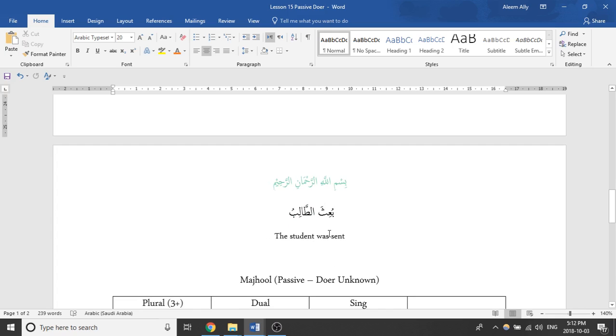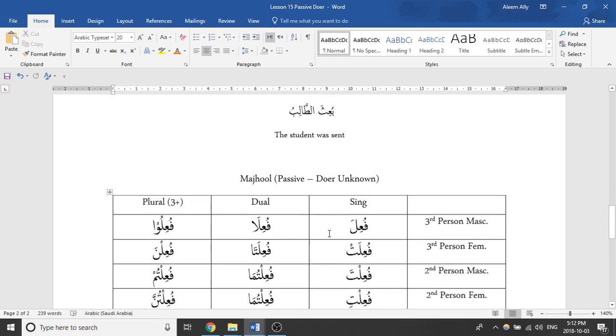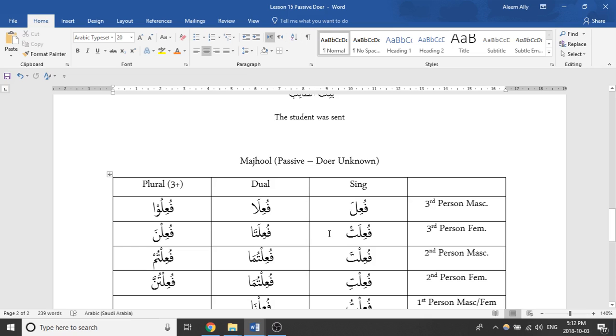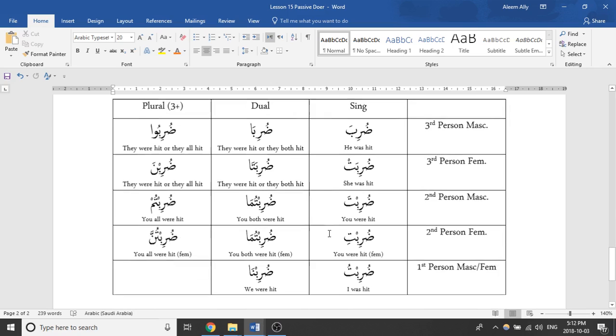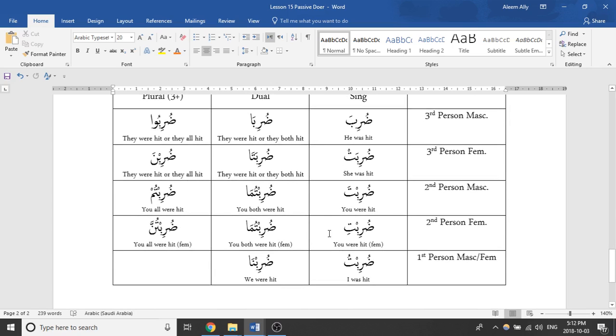What Sheikh taught us after was pretty much the chart of the majhool. You can take a verb and put it on the chart form. We'll do that here with daraba. Daraba usually means to hit, right? Now it would become duriba, which means he was hit. We don't know who did the hitting, we just know somebody was hit.